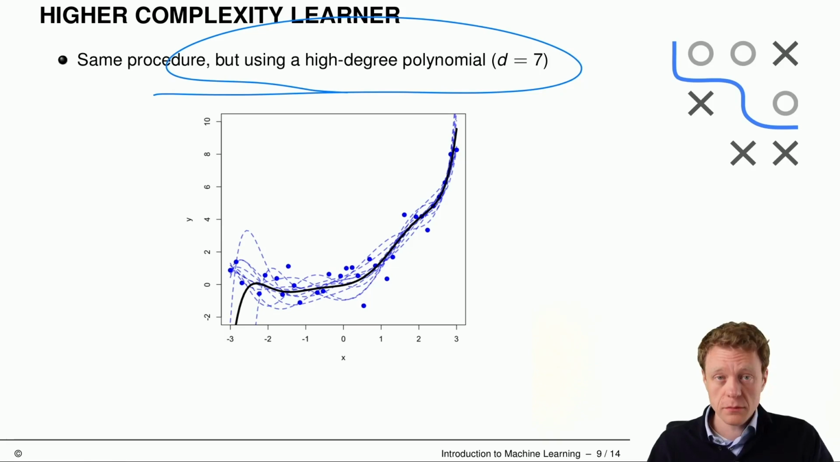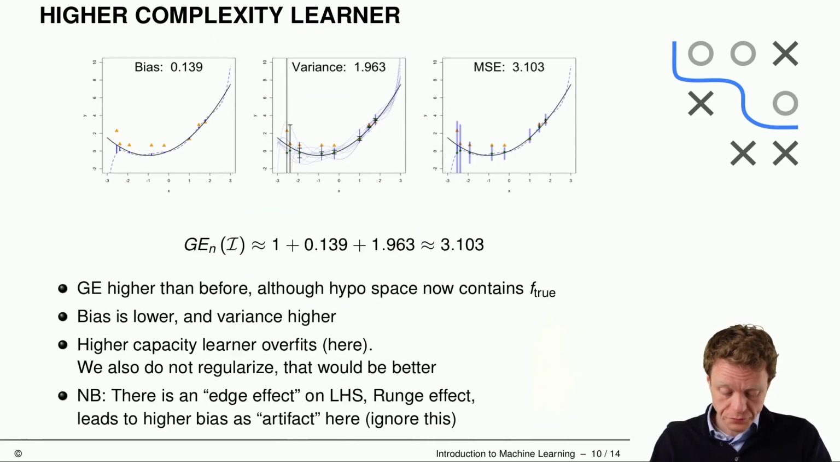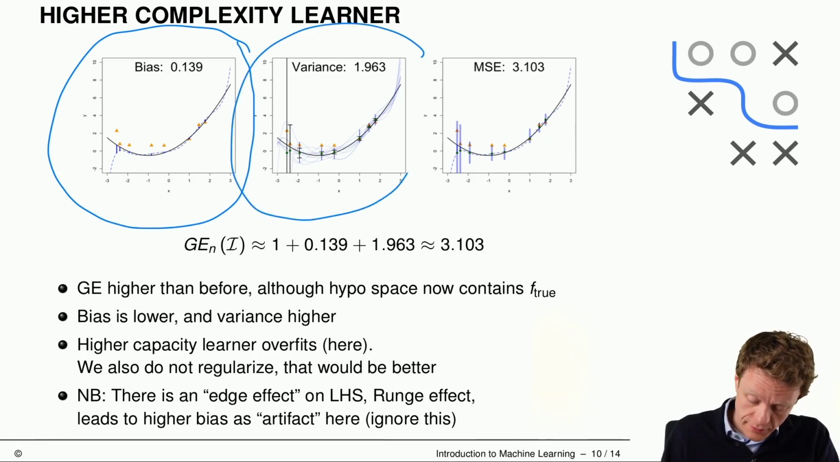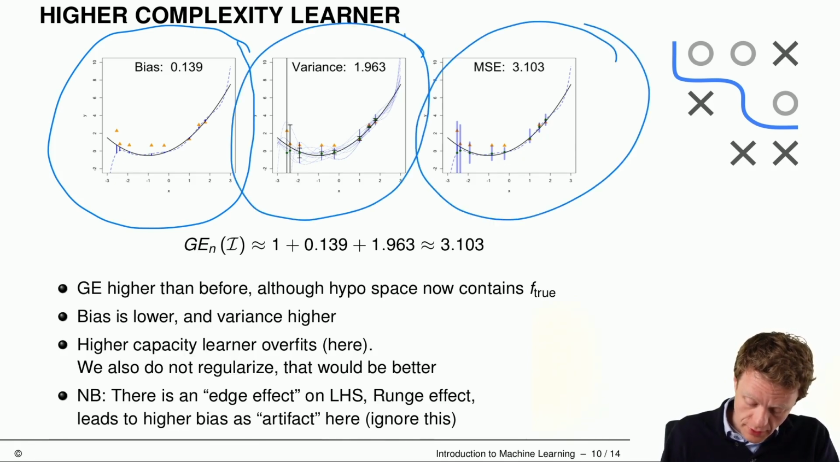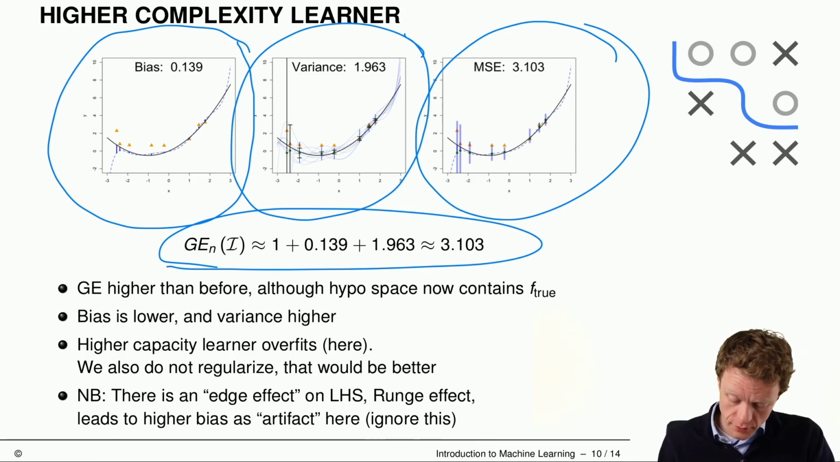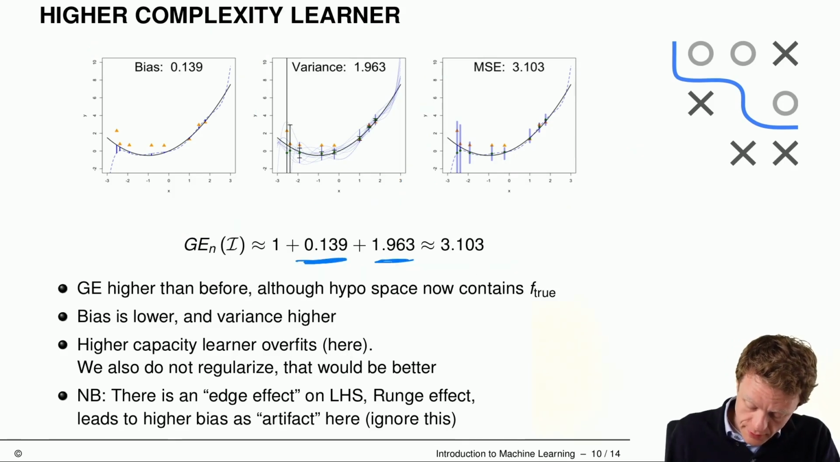You see here some trained models, and well, they are quite different. They seem to vary perhaps a little bit more than the linear models, especially here on the left hand side. But let's see how the GE computation turns out. So we can do the same thing as before, compute the bias, compute the variance, put it together. Then we have a generalization error, which is in this case higher, 3.1. It was 2.7 before. Not that much difference, but what really changed is the comparison of bias and variance, right?